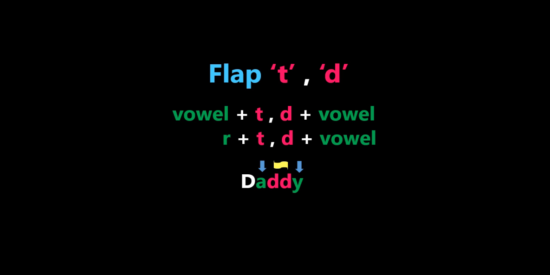But it's not a North American R sound. And another example, party. The T is between an R and a vowel, so the sound can be flapped, party. Let's take a look at it with a sample sentence. How do you know that is your book?